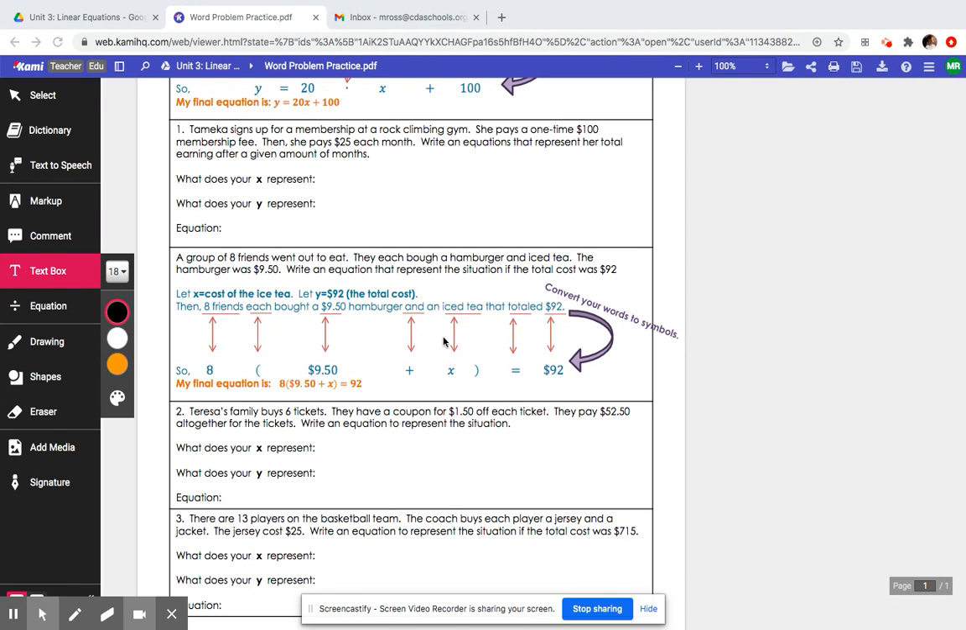So our goal is to figure out how much each iced tea costs. And you'll be able to figure that out if you set up this equation: 8 times ($9.50 plus x) equals 92.